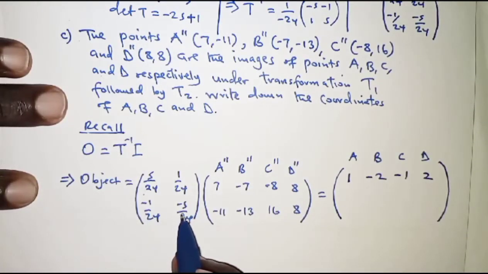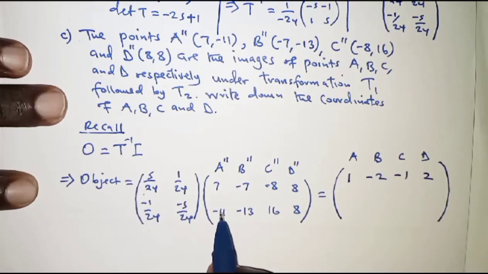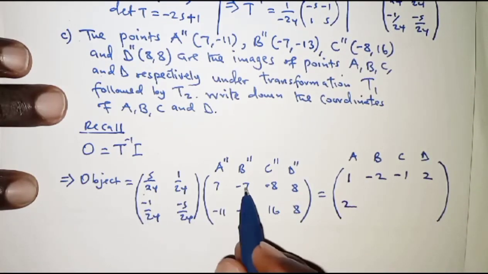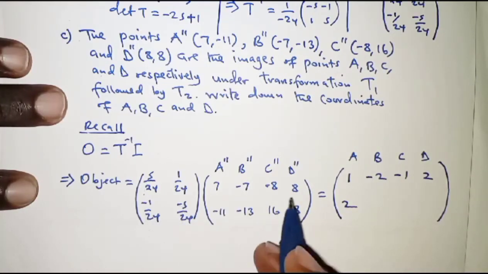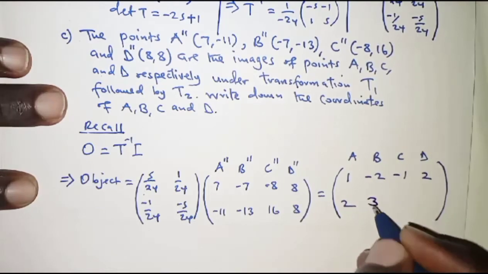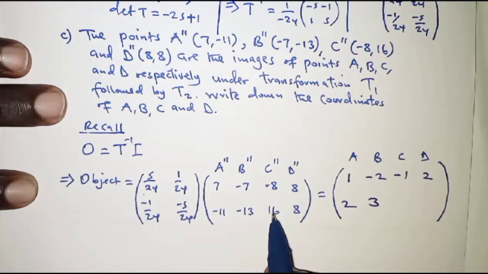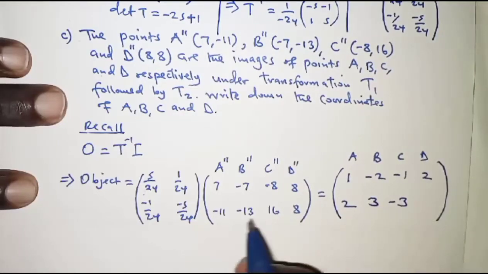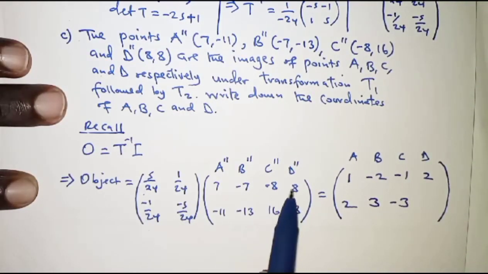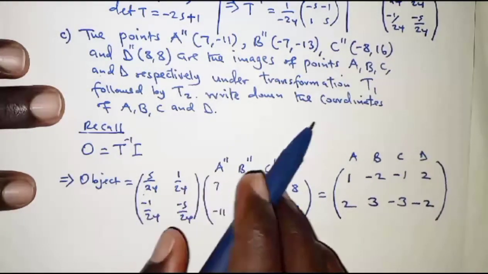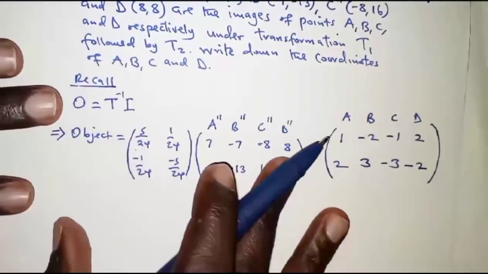Now moving to the next row, negative 1 over 24 by 7, negative 5 over 24 by negative 11 and adding, that should be 2. Negative 1 over 24 by negative 7, negative 5 over 24 by negative 13, adding, that should give us 3. Negative 1 over 24 by negative 8, negative 5 over 24 by 16, adding, that should be negative 3. And finally, negative 1 over 24 by 8, negative 5 over 24 by 8, adding, that should give us negative 2.